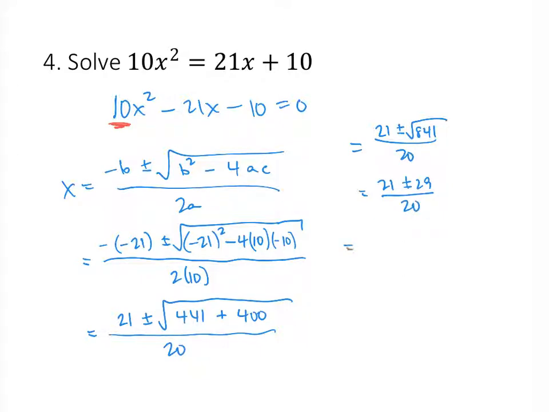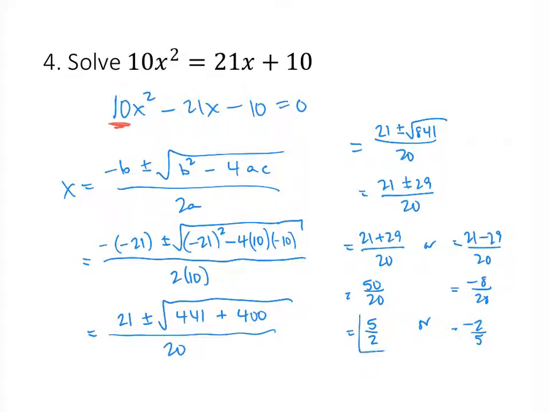So that gives us 2 answers, 21 plus 29 over 20, and 21 minus 29 divided by 20. 21 plus 29 is 50, so we get 50 over 20, which works out to be 5/2. And 21 minus 29, that's -8 over 20, which reduces down to be negative 2/5. So we get two solutions, 5 over 2 and negative 2 over 5.